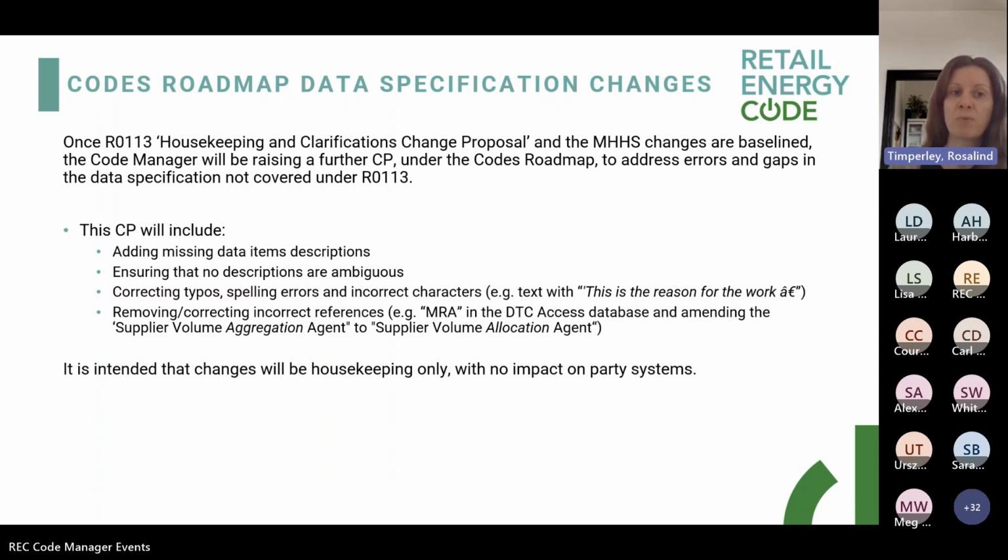And we're going to wait until we've got baselined text for 113 and the MHHS changes, and then start applying these changes. And it's things like adding in missing data item descriptions, ensuring that descriptions are not ambiguous, correcting typos, spelling errors, the use of characters that shouldn't be in there, an example on the slide there, and updating out of date and incorrect references. It's intended that these changes will be housekeeping only, so there'll be no impact on party systems.